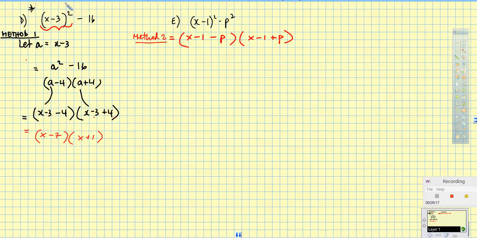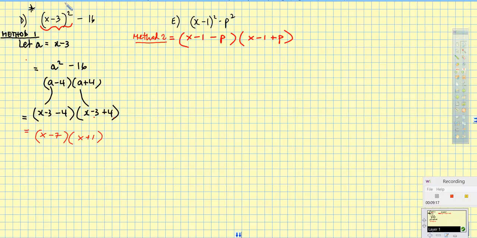Now, because a squared minus 16 is definitely a difference of squares, then I know that it's going to become a minus 4 times a plus 4. But because a is now replaced again by x minus 3, I will have x minus 3 minus 4 and x minus 3 plus 4. So my final answer would be x minus 7 times x plus 1.